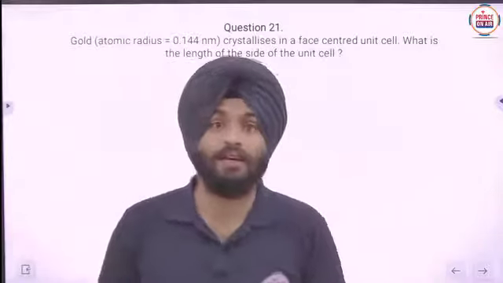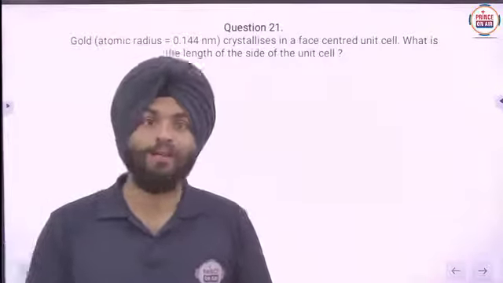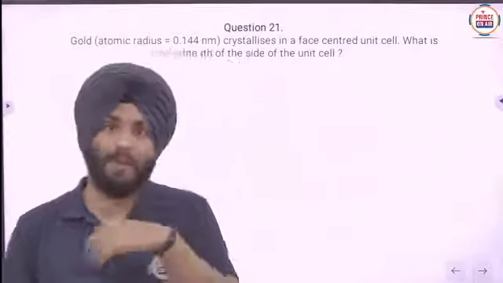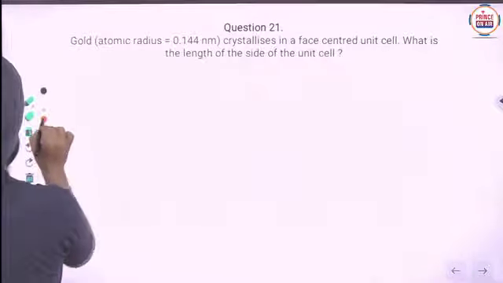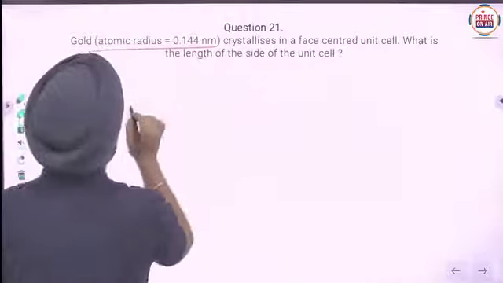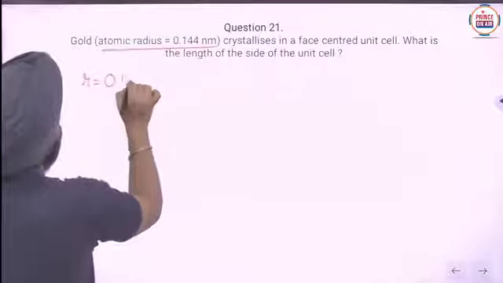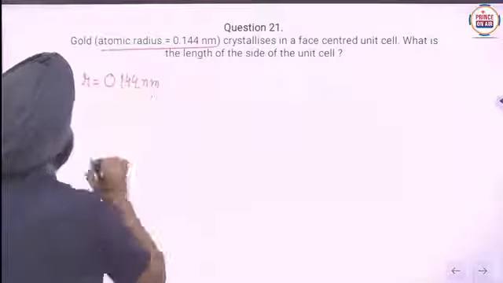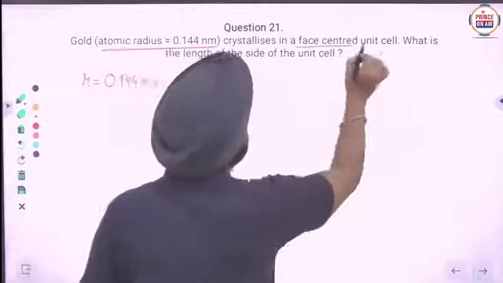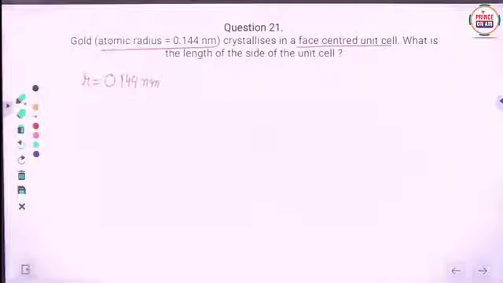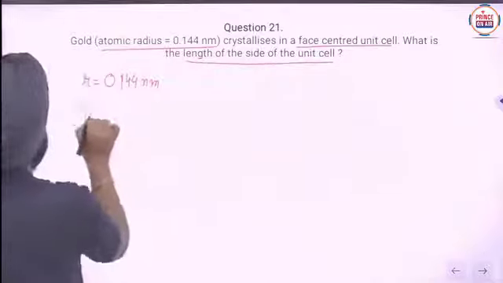Gold crystallizes in the face centered unit cell. What is the length of the side of the unit cell? So what is given to you in this question? It is the atomic radius R, that is 0.144 nanometer. It crystallizes in FCC, face centered unit cell. Here they are asking for the length of the side, meaning we have to calculate a.